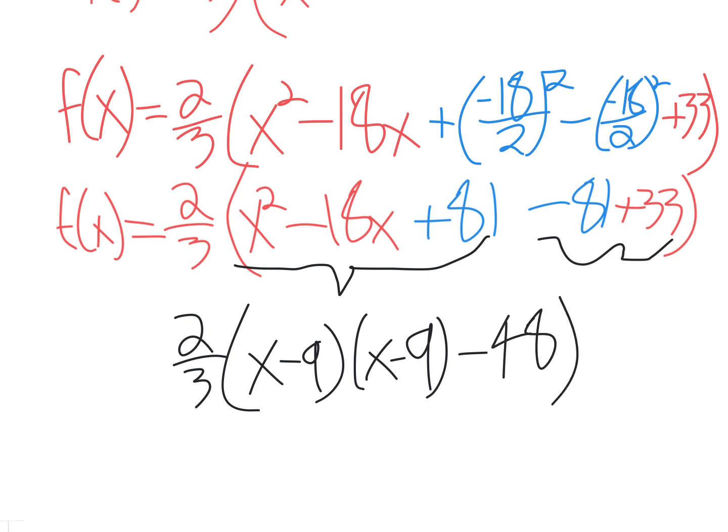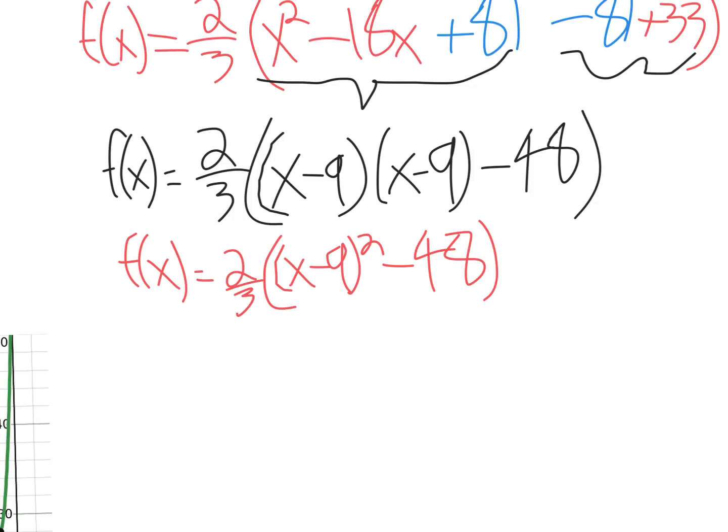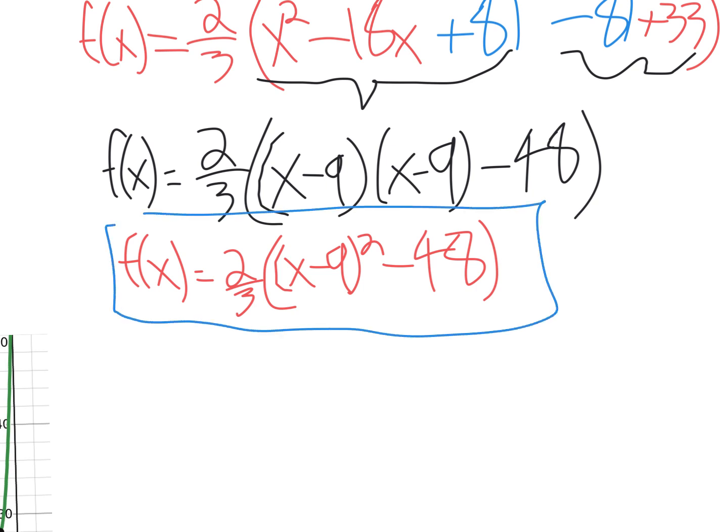And close these parentheses. I forgot a parenthesis right there. And so bring down the f of x. Okay? And then just combine the two x minus 9s to make x minus 9 squared. And as I said in the previous example, this would be acceptable for the final answer.